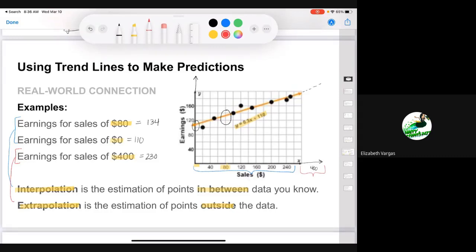Okay? Any questions about what we're doing here? Questions? So first thing, identify that trend line, and then that trend line helps you find estimations of points in the data, in between data sets and outside data sets. Okay.